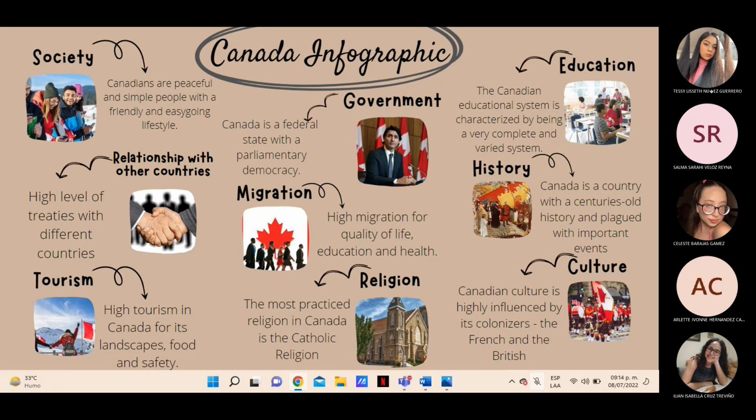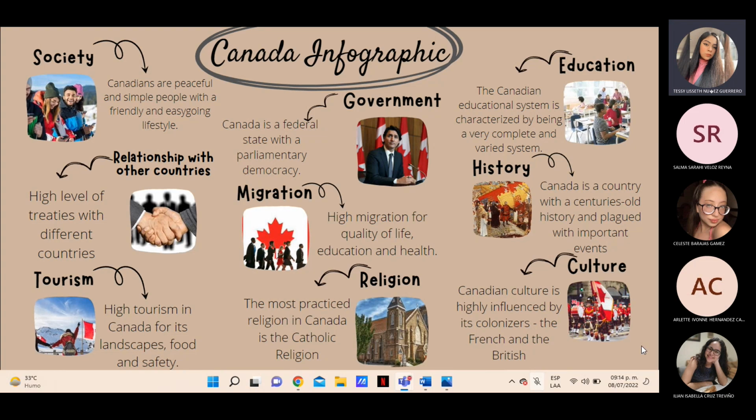Next, please. Thank you. This is like a review of everything previously mentioned. Society in Canada is made up of peaceful and simple people with a friendly and wholesome lifestyle. Relationship with other countries: a high level of trade with different countries, and high tourism in Canada for its landscape and safety. Government: a federal state with a parliamentary democracy. Migration: high migration for quality of life, education, and health. Religion: the most practiced religion in Canada is the Catholic religion.